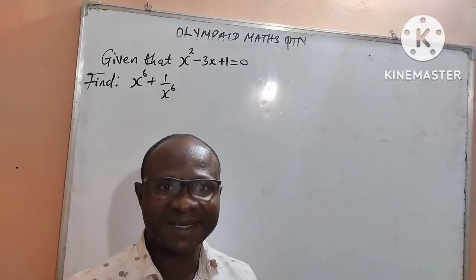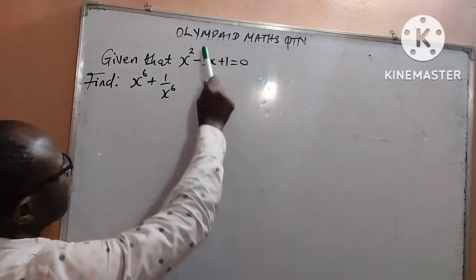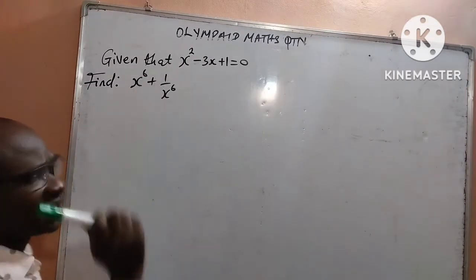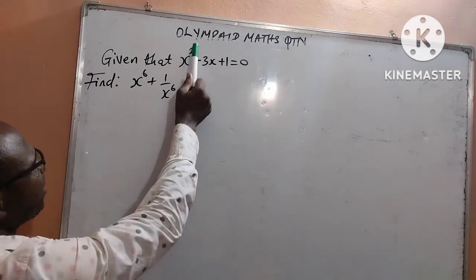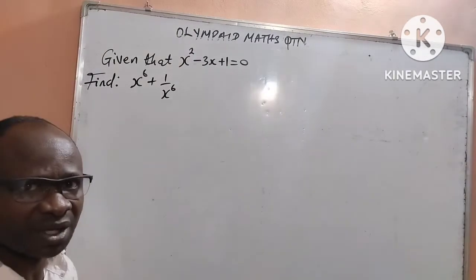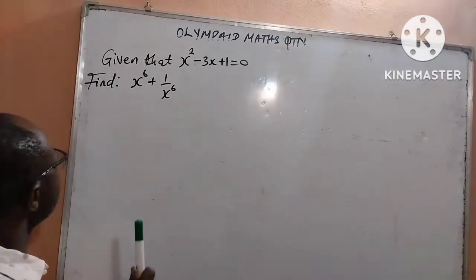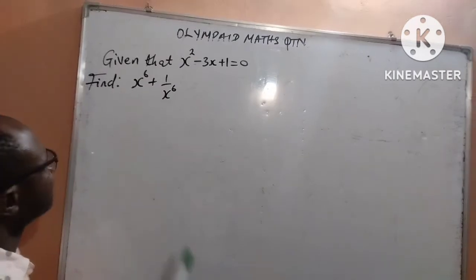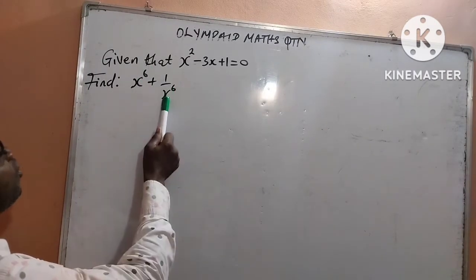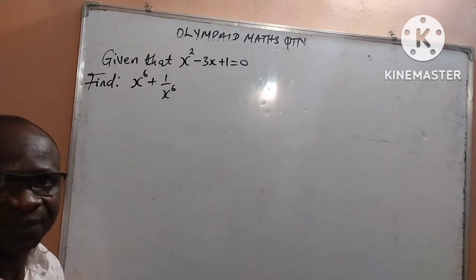In our mathematics class today, we shall be taking this Olympiad mathematics question where we are given that x to the power 2 minus 3x plus 1 is equal to 0. Then, the question has required us to get the value of x to the power 6 plus 1 all over x to the power 6.